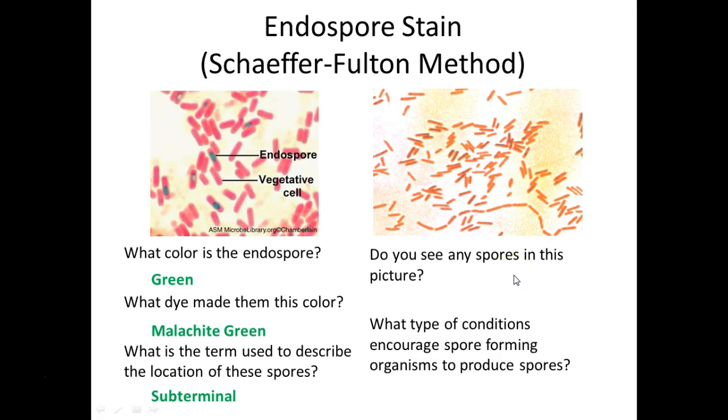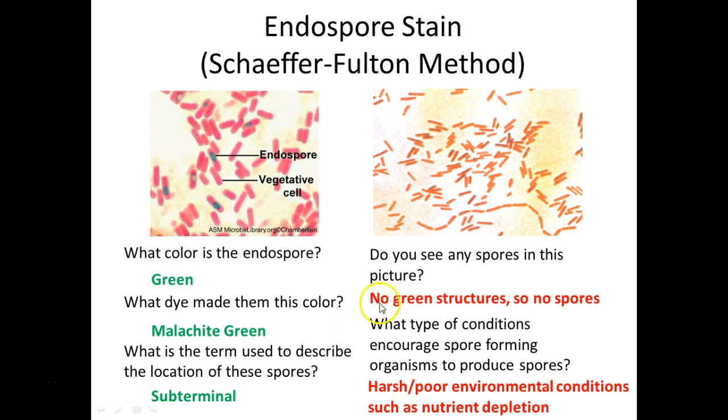So if you did all your homework, that was easy, right? Oop, I gave you the answer already. Do you see any spores in this picture? No. And what color are our cells going to be using this staining procedure? Yeah, the cells themselves. They're supposed to be red, right? I admit that this color is more orangey. I stole pictures from the internet, y'all, and the color just wasn't quite right. But no green structures, right? That's the important thing here. No green structures means no spores.